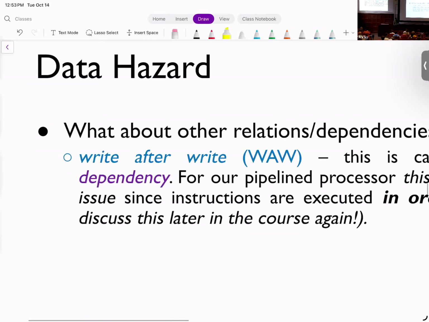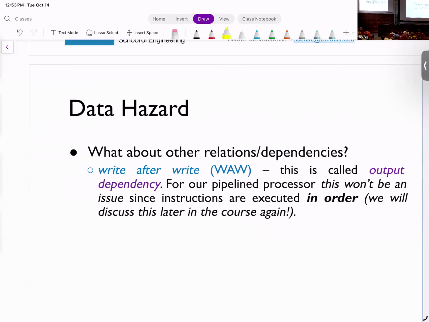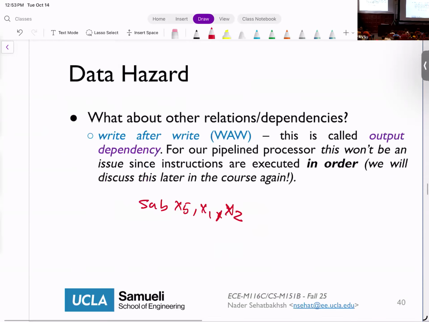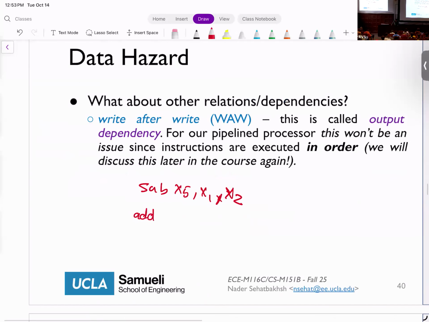But let's talk about write after write and write after read hazards as well. Okay, so what is a write after write hazard? This is what we call output dependency. An example of a write after write is something like this: sub x5, x1, x2, and then let's say I have an add instruction that also uses x5, but this time x3 and x4. It could also be x1, x2, doesn't matter. But what is happening is that I'm writing to the same register twice. This is what we call write after write or output dependency.